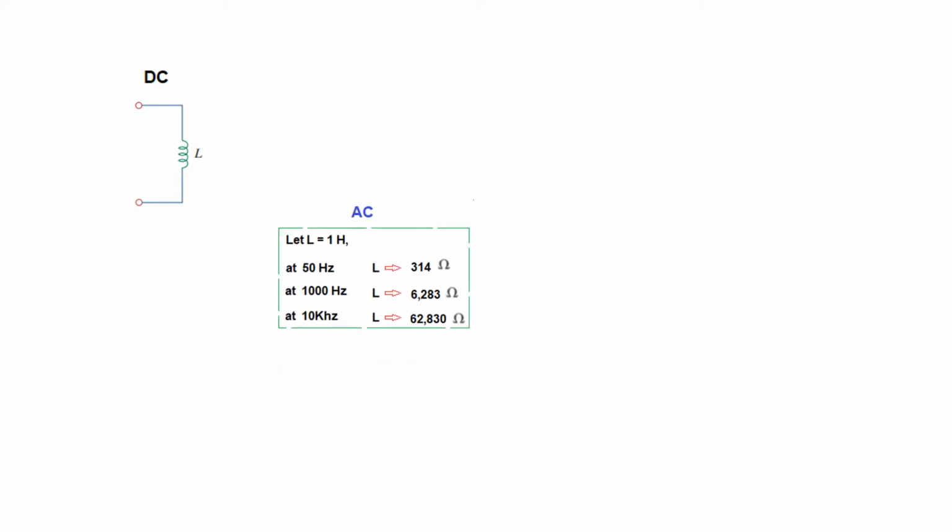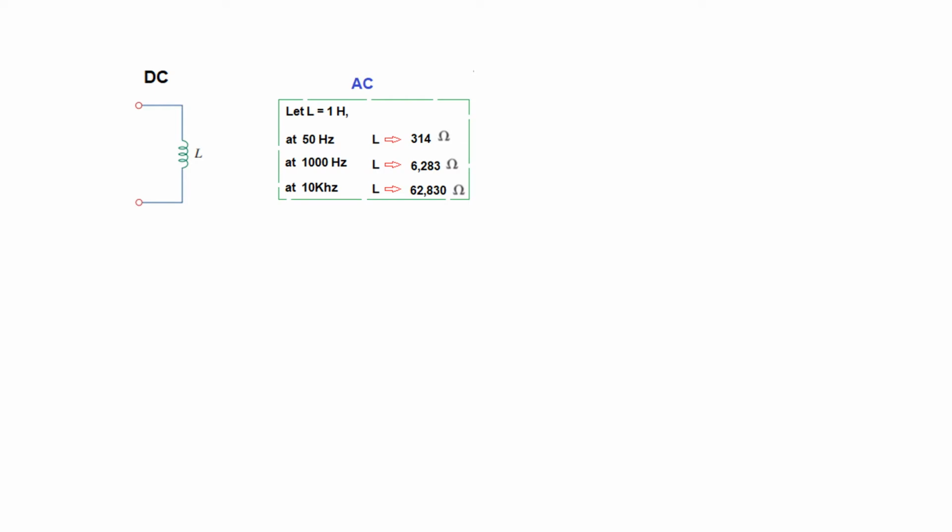Okay, now let's see the scenario when an inductor is considered in case of a DC. So we just play with the value of the inductor in case of a DC and work out with that value. But in case of an AC, the scenario is different.